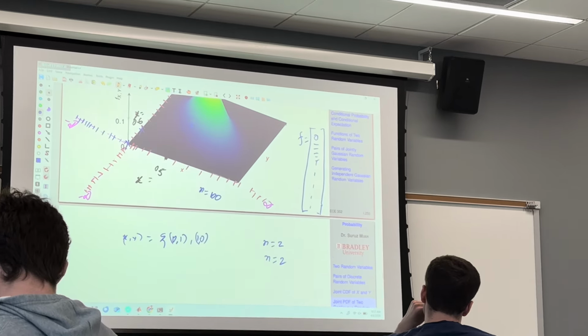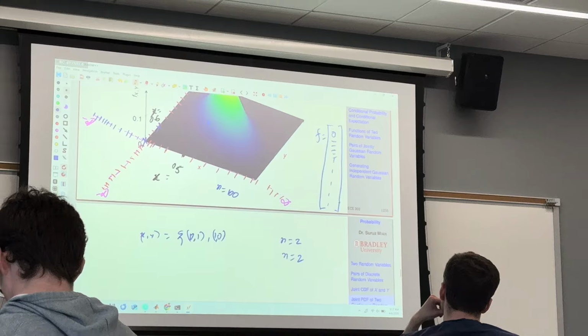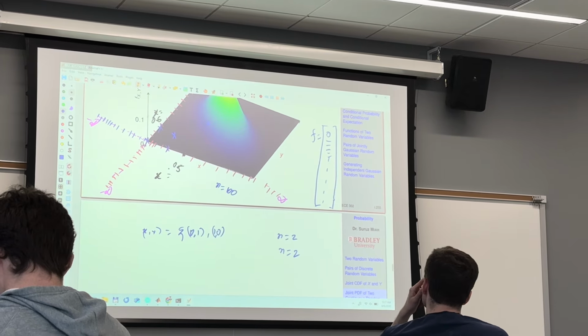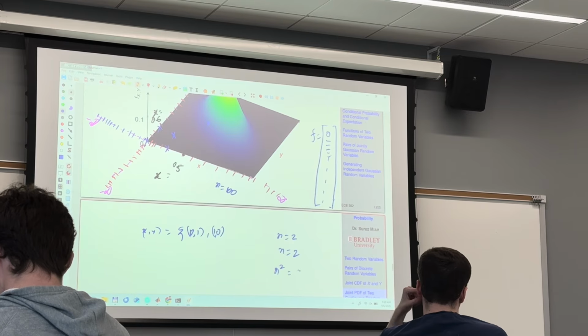(0,1) is 1 point, (1,0) is 1 point, and (1,1) is 1 point. So how many did you get? You get basically n squared, which is 2 squared, which is 4 points. So you will get 4 values.